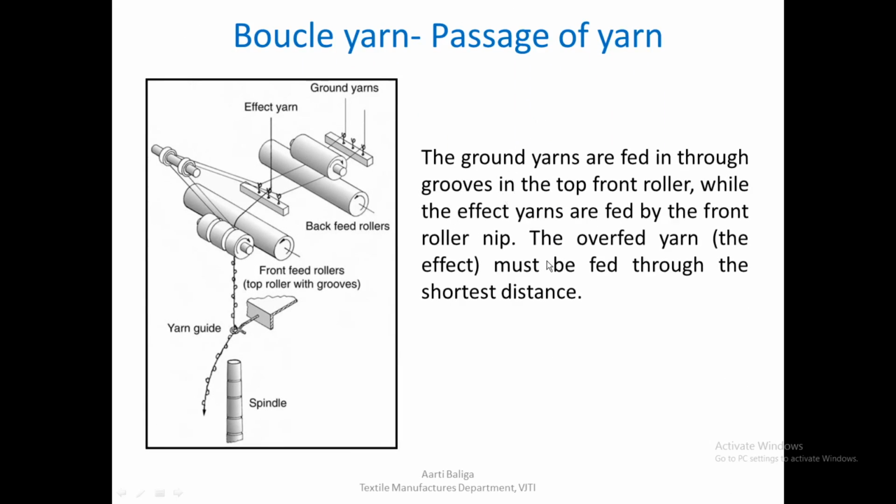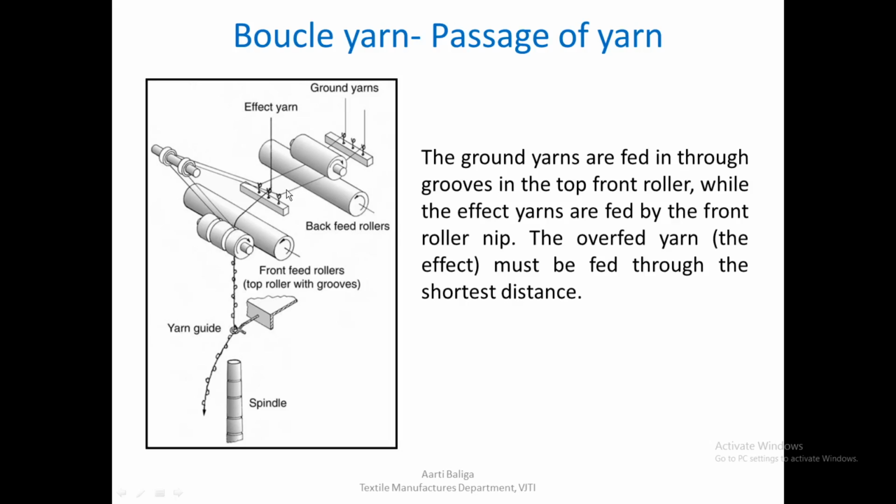So having seen the modifications, let us come to a specific passage of yarn in the case of boucle yarn. We have already seen the structure, how the yarn is made. So let us see how the passage of the yarn goes over here. The ground yarns are fed through the grooves in the top front roller, while the effect yarns are fed by the front roller nib. As we can see here, the ground yarns are coming through the back rollers, which are also controlling these ground yarns, and the effect yarn is only passing through the front roller nib.